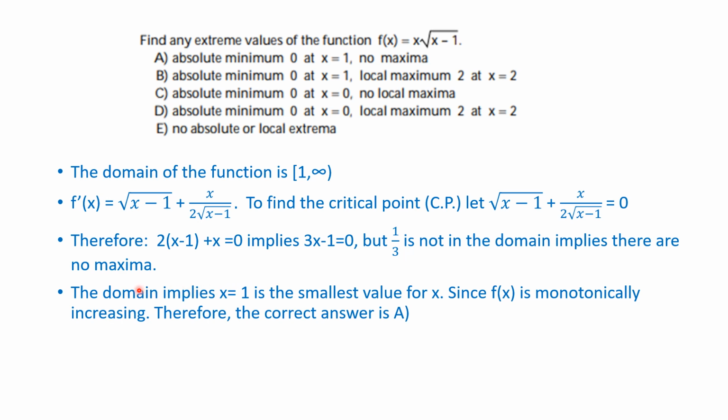The domain implies x equal 1 is the smallest value for x. So f of x is monotonically increasing. Therefore, the correct answer is A, option A. So option A is absolute minimum equal to 0 at x equal to 1 and no maximas.